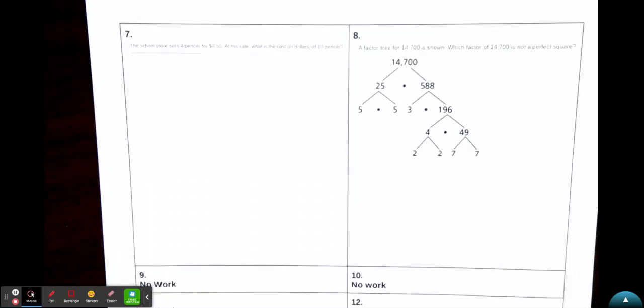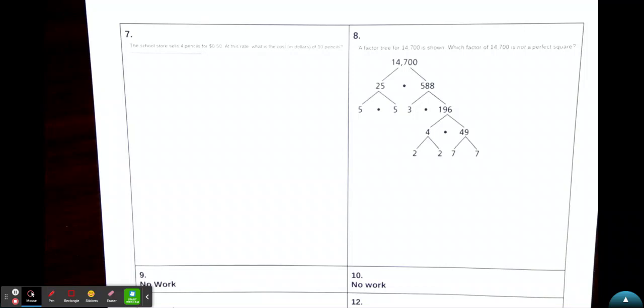All right, number 7. Did anyone figure out how to find the cost per pencil? Layla? So it says each pack of pencils is 4 pencils. So one pack of pencils, with 4 pencils in it, is 50 cents. And so you need to find out how many packets there are. You do 10 pencils. So I did 2 packets because that would be 8.